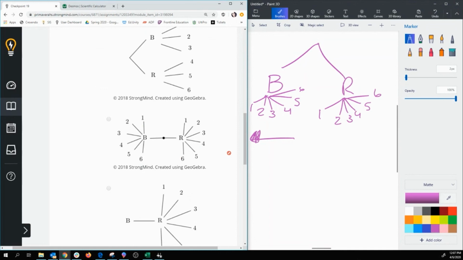And that's it. That is checkpoint 19. When you have chosen that answer, feel free to submit it and make sure that you get 100. Awesome.